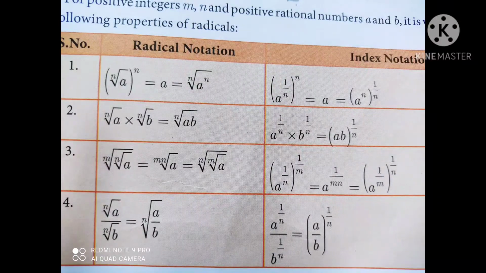And the fourth point is: the nth root of a divided by the nth root of b is equal to the nth root of a by b, because the indices are the same. In index notation, a^(1/n) divided by b^(1/n) is equal to (a/b)^(1/n).